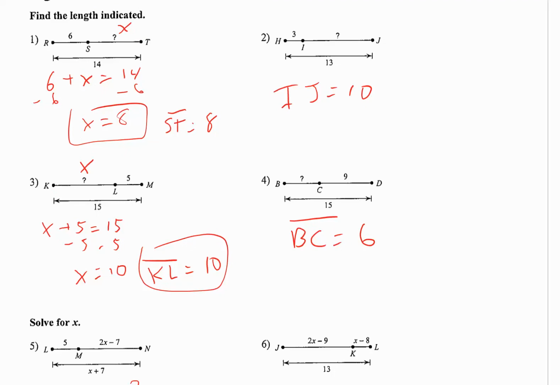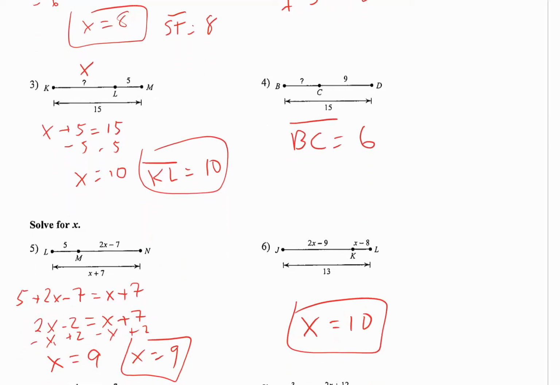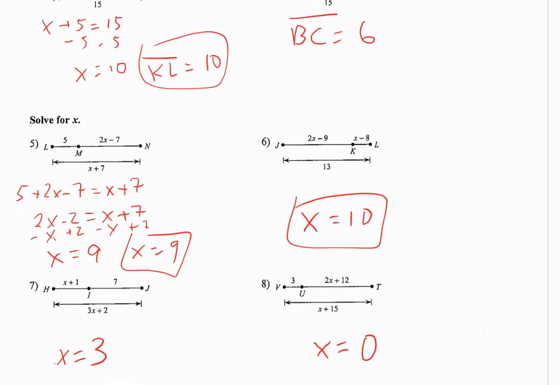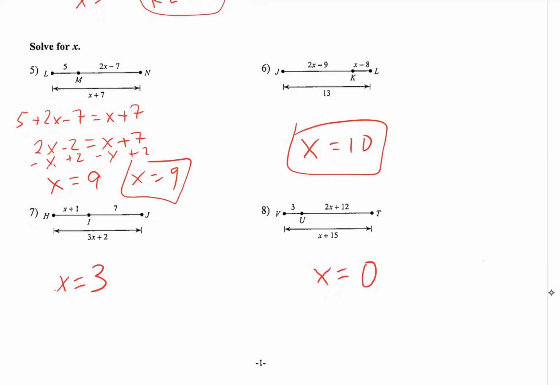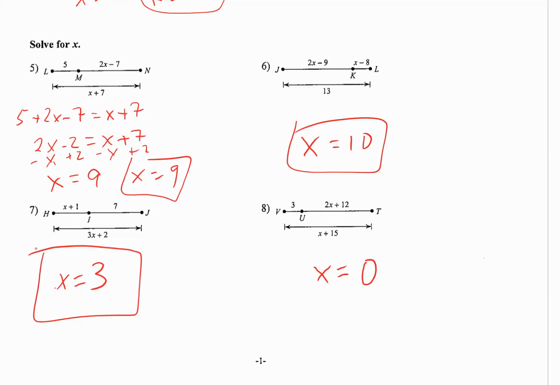Okay, so let's go ahead and take a look at our answers here. So segment IJ is equal to 10. For number 4, segment BC is equal to 6. Number 6, x is equal to 10. Number 7, x is equal to 3. And number 8, x is equal to 0.